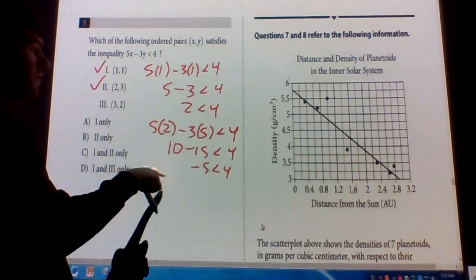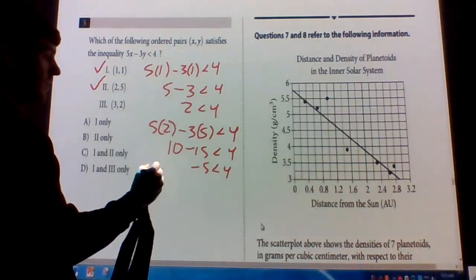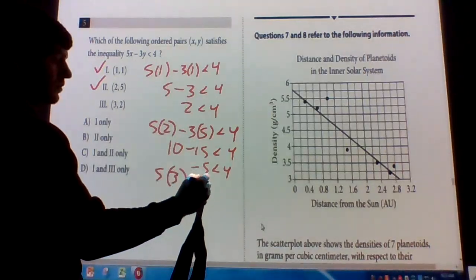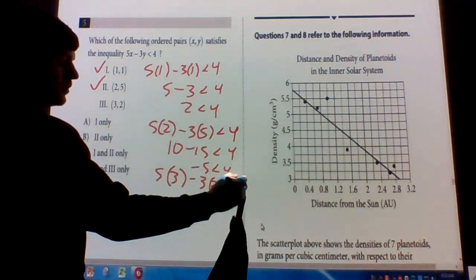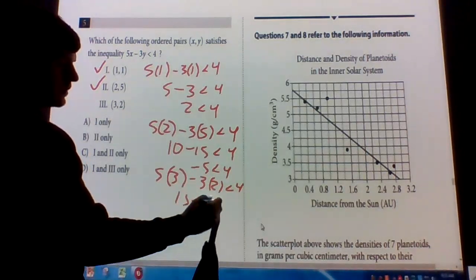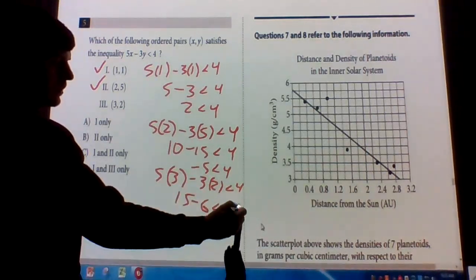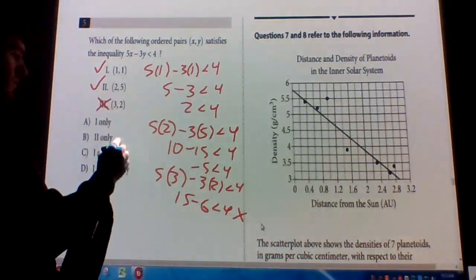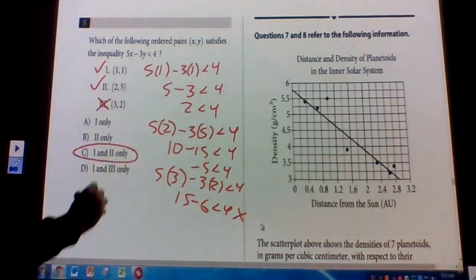Yes, it is. And then 3 and 2, 5 times 3 minus 3 times 2 has to be less than 4. That's 15 minus 6 is less than 4. That one's going to be a no. So it's going to be 1 and 2 only, which is going to be choice C.